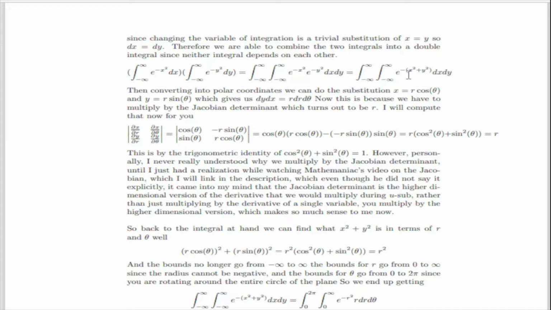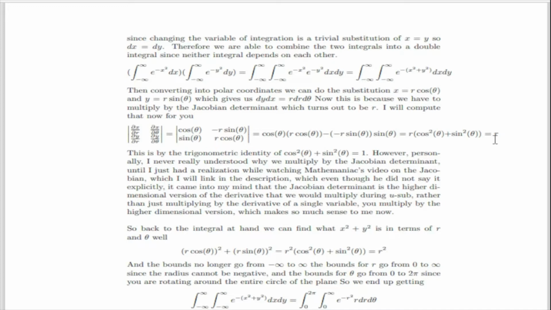Now, this is because we have to multiply by the Jacobian determinant, which turns out to be r. I will compute that for you now. So the matrix of dx dr, dx d theta, dy dr, and dy d theta is cosine theta, negative r sine theta, and sine theta, r cosine theta. Taking the determinant of that, you get a times d minus b times c. So you end up getting r times cosine squared plus sine squared of theta, which equals r, because cosine squared plus sine squared equals 1 for any theta.